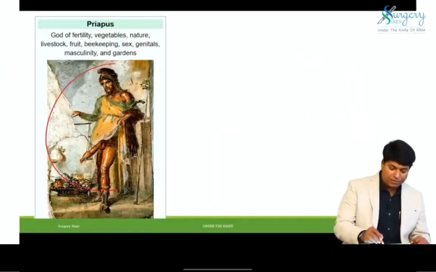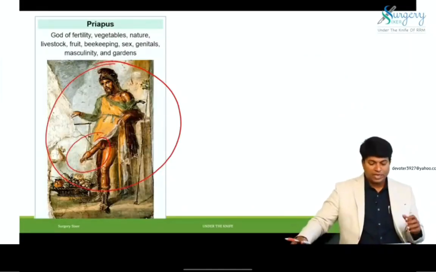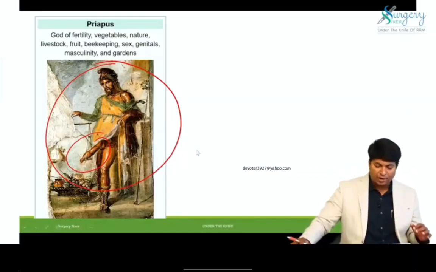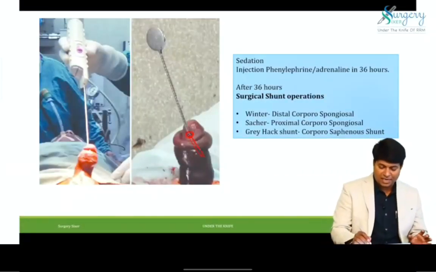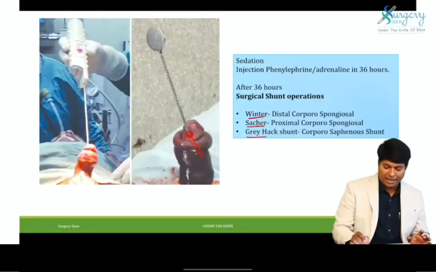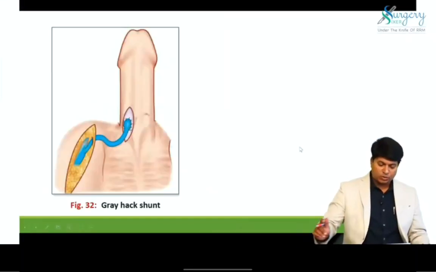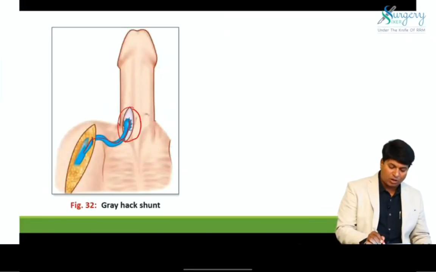This is the god Priapus from the internet. You can see his penis, such a very big penis he has. So that is why the name has been given as priapism from this god. And you can see the Winter shunt being done between the glans penis and corpora cavernosa. We make a Winter shunt. Distal shunt is Winter, proximal shunt is Quackels, and Grayhack is the corpus saphenous shunt. Okay. So this is the Grayhack. Saphenous vein is anastomosed to corpora cavernosa, known as Grayhack.